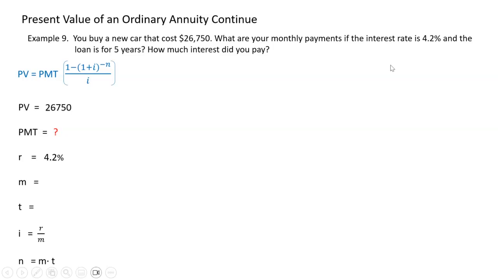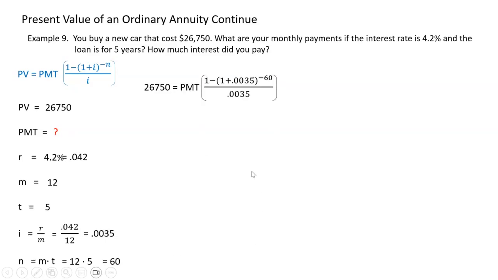The interest rate is 4.2%, which will give us 0.042. The M is always going to be 12 for a house or for a car, because you make monthly payments. The time is 5 years. Now, R divided by M will be 0.042 divided by 12, which gives you 0.0035. My n is M times t. 12 times 5 gives you 60.